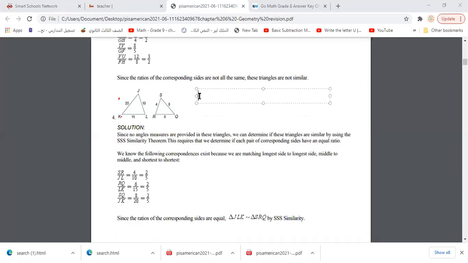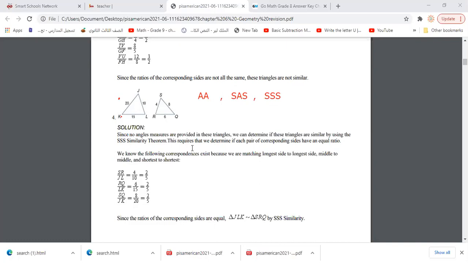How many cases have we talked about till now? Three cases. The first case is angle, angle, angle, right? The second case is side, angle, side. The third case is side, side, side. Okay? Is this hard to prove? No. This is the first part.